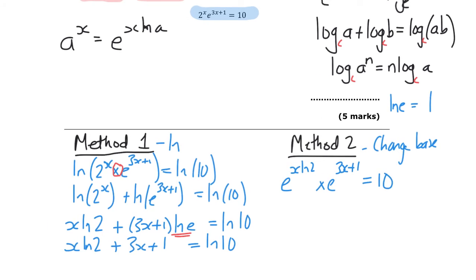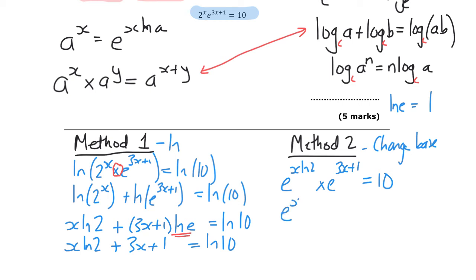Now this time it comes from GCSE. If I've got a to the power x times a to the power y, we add the powers. And in fact, that is actually where the log rule comes from over here. So instead of using a log rule, I'm using a power rule. So I add my powers. So e to the power x ln2 plus 3x plus 1 must equal 10.